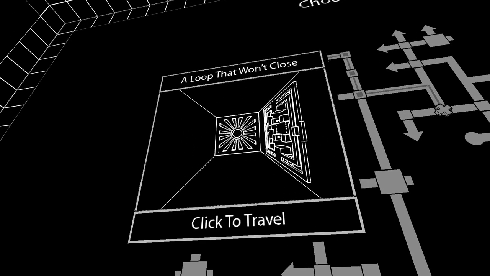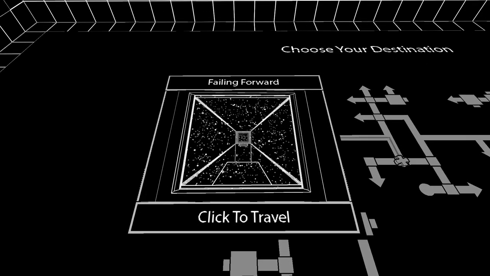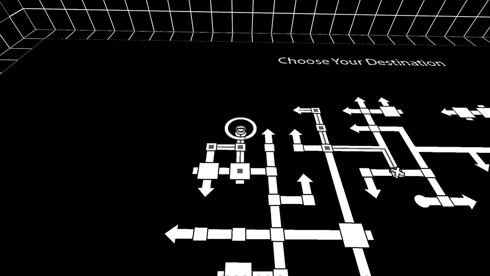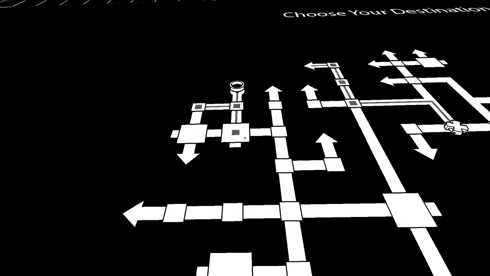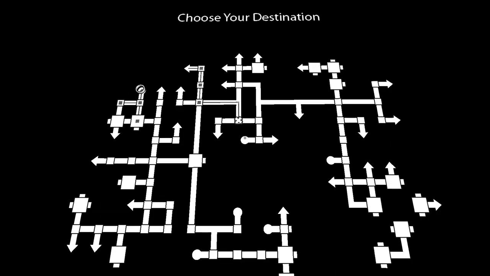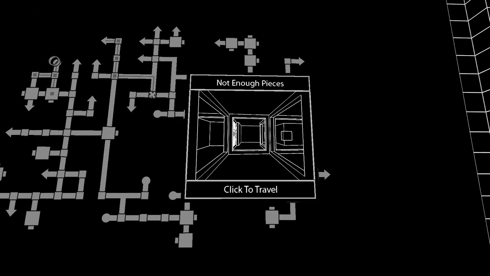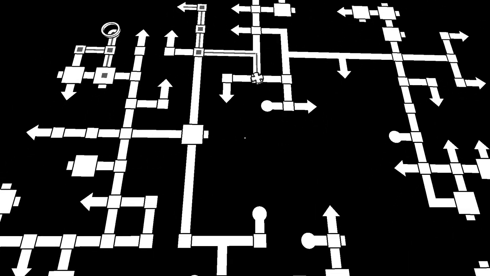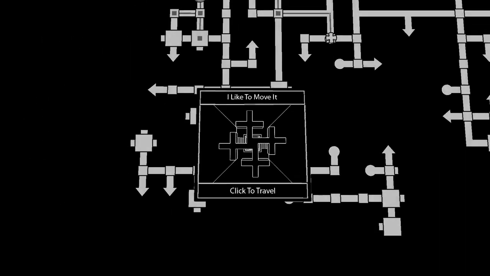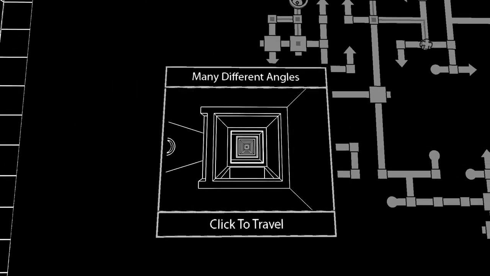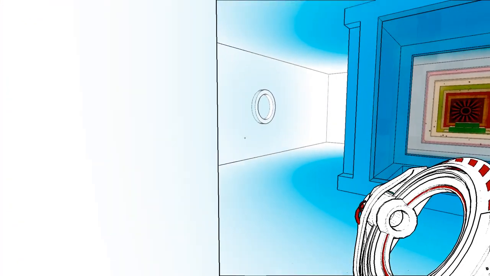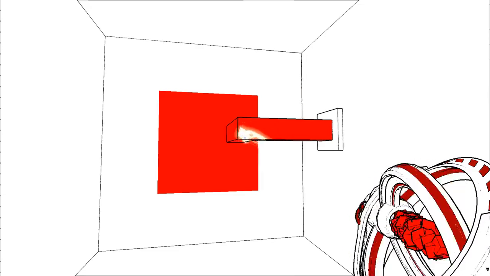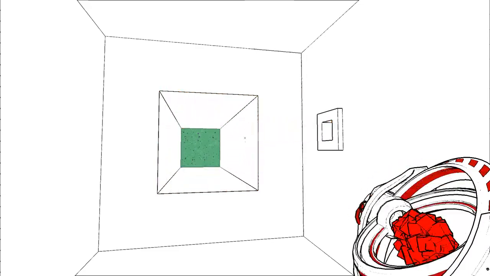Laying the foundation, a loop that won't close. Falling forward. Red cross. Yeah, red cross I cannot solve right now. And then this is another one of those circles, which I still don't understand. And this is back to being a spinny cross. Well, fair enough, I suppose. Maybe we can do this one now? I can just drain all of the cubes in the known universe. Yeah, like that.